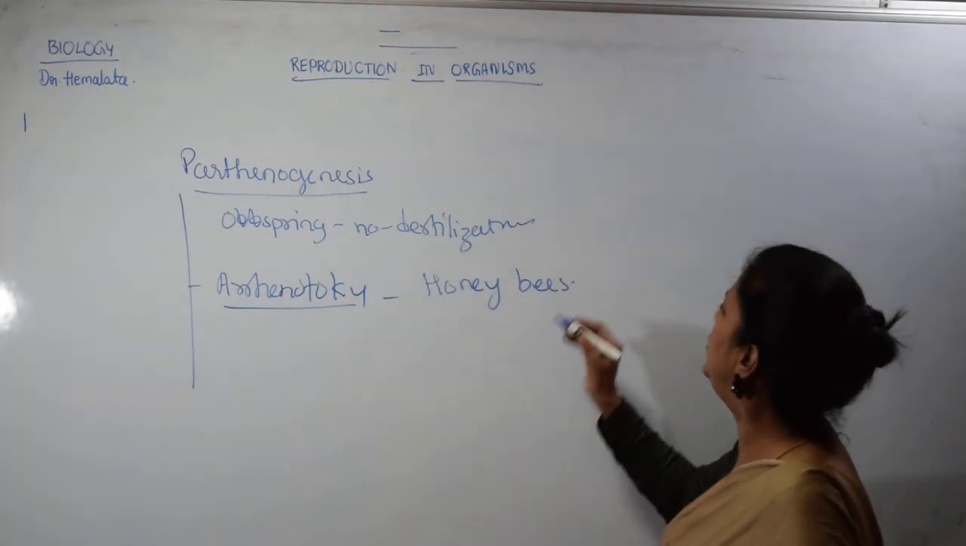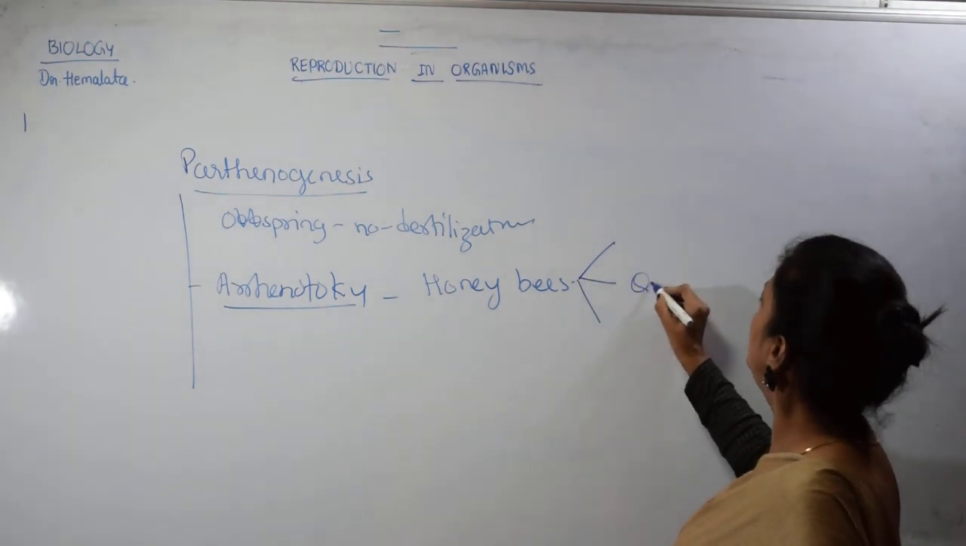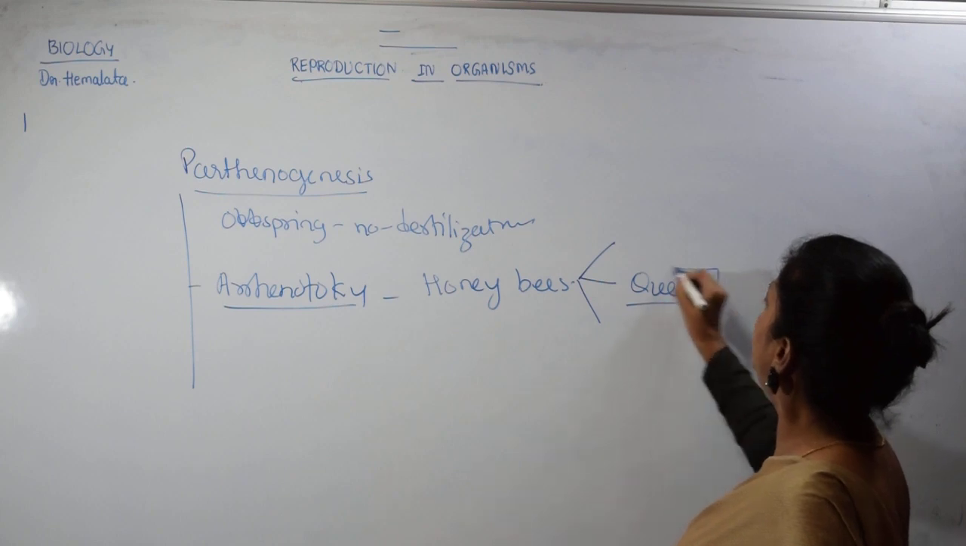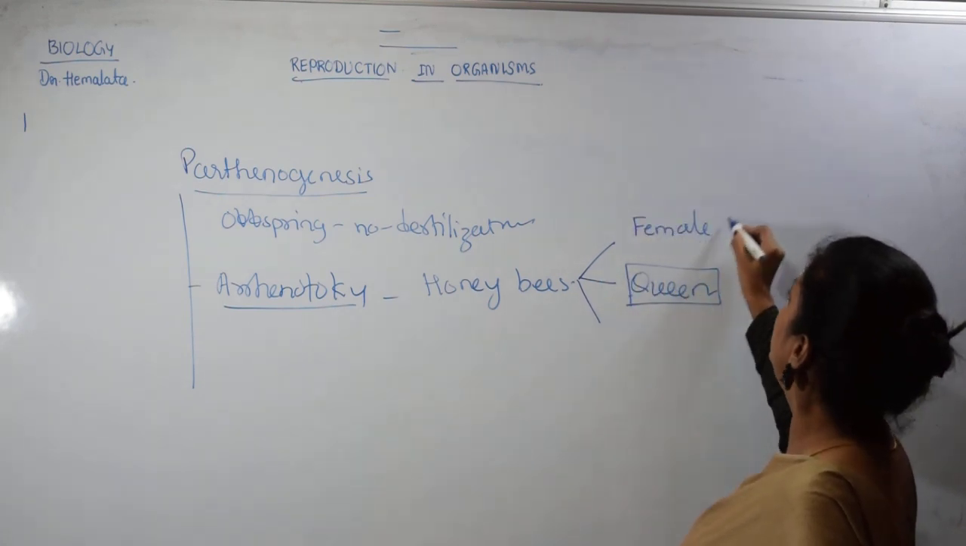So let me talk about honeybees. There are 3 types of honeybees found. The main one is the queen bee. The queen bee will produce 2 types of offsprings. The females, which are called worker bees.